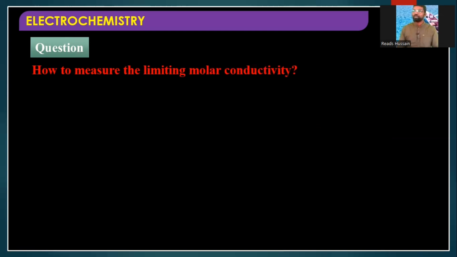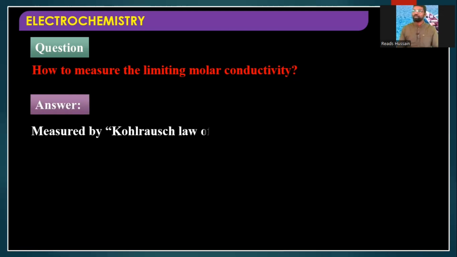Just a few minutes back we discussed limiting molar conductivity. Limiting molar conductivity means molar conductivity at infinite dilution. That means when we add more and more water, the concentration becomes almost zero. At that point of time, the molar conductivity is called limiting molar conductivity. How to measure limiting molar conductivity? It is measured by Kohlrausch law of independent migration of ions. So we'll try to understand the meaning of this sentence.